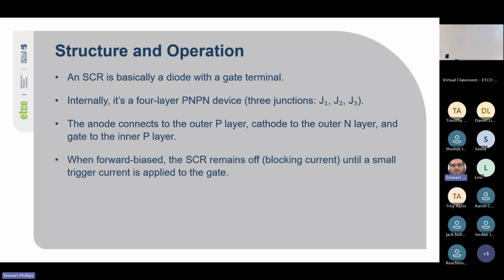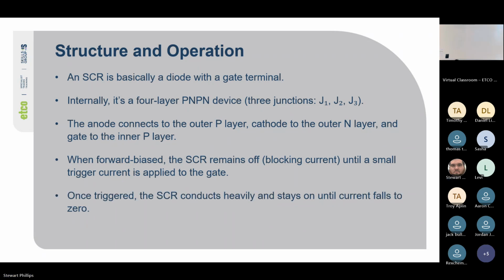When forward biased, the SCR remains off, blocking current until a small trigger current is applied to the gate. Once triggered, the SCR conducts heavily and stays on until the current falls to 0. Think of it like a latching relay. You give it a small push on the gate to start current flowing, and it stays on until the circuit naturally turns off. It's kind of like a DOL starter. Once you push the start button, the contact retains itself until we remove the current flow entirely.